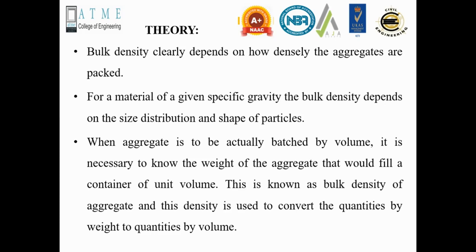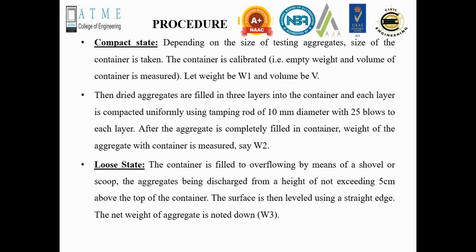Bulk density clearly depends on how densely the aggregates are packed. For a material of a given specific gravity, the bulk density depends on the size distribution and shape of particles. When aggregate is to be actually batched by volume, it is necessary to know the weight of the aggregate that would fill a container of unit volume. This is known as bulk density of aggregate, and this density is used to convert the quantities by weight to quantities by volume. What is the procedure to determine the bulk density of fine aggregate?